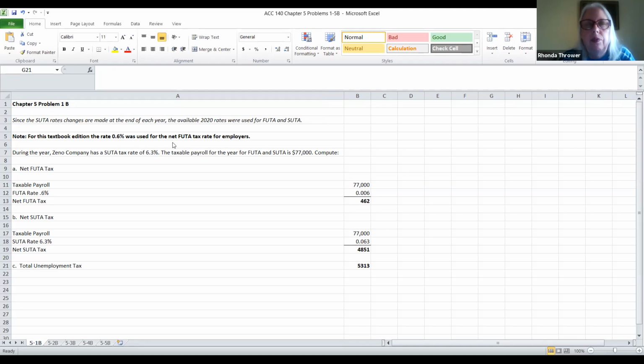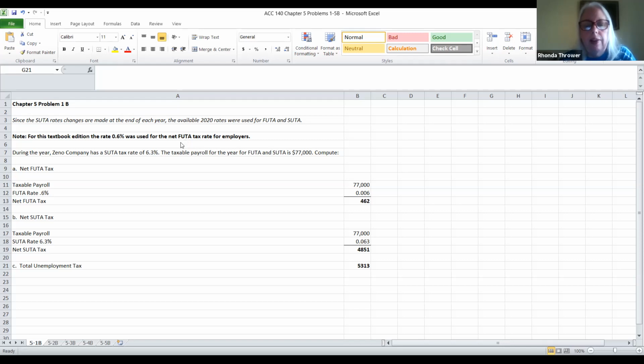So if employers pay their state unemployment taxes regularly, they will get to reduce the amount of the federal unemployment taxes that they have to pay. And so this net rate is 0.6% that they're using for the FUTA tax rate calculations. And again, FUTA stands for the federal unemployment taxes. Employers have to pay both federal unemployment taxes and state unemployment taxes.